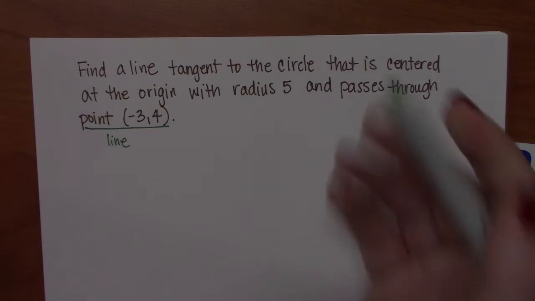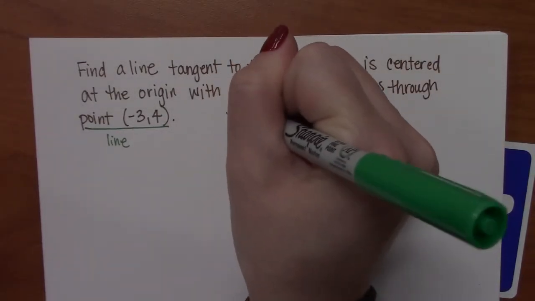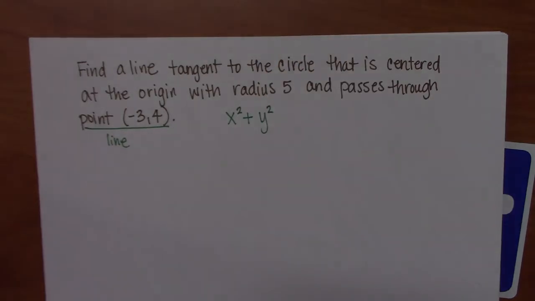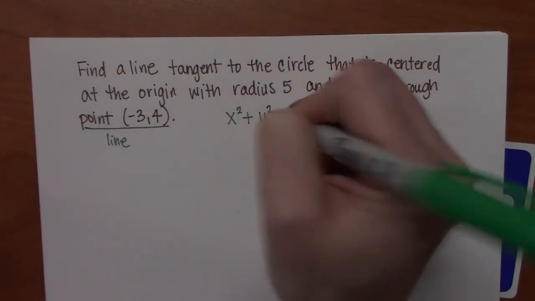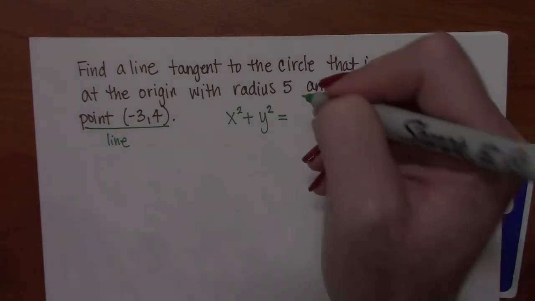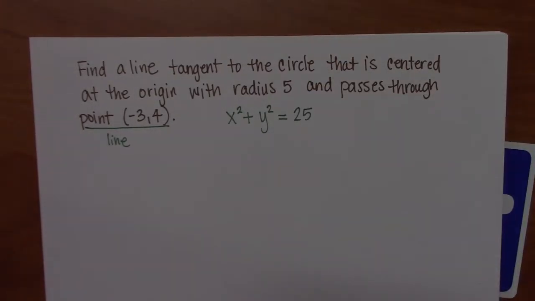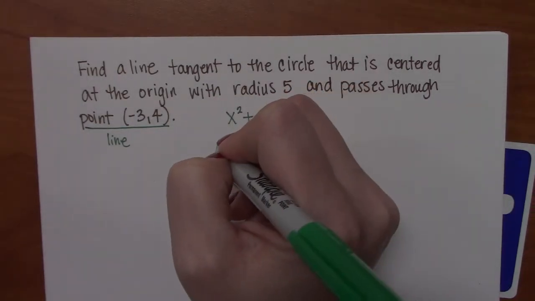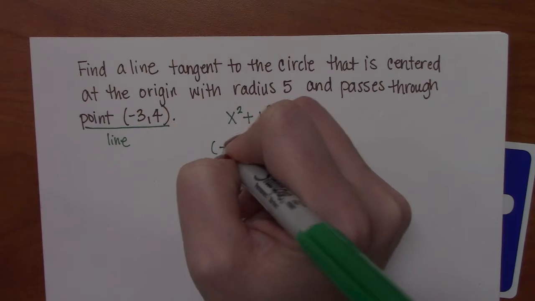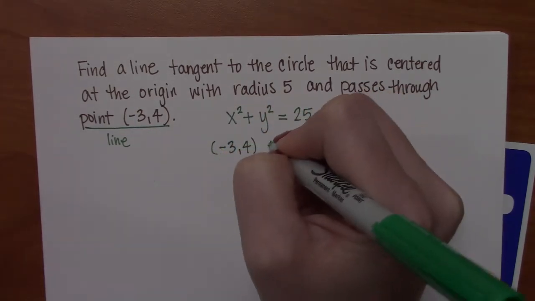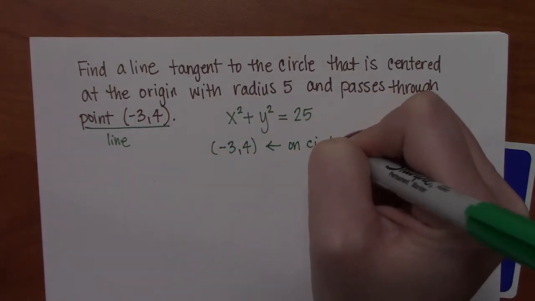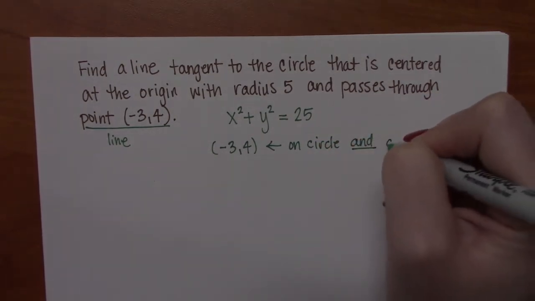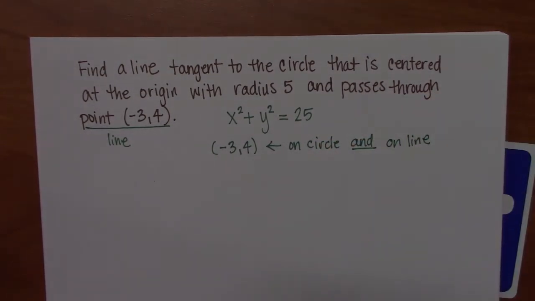So the circle equation, if you're centered at the origin, the center is 0, 0. So x minus h would be x, y minus k would be y. And what do I set this equal to? 25, because it's the radius squared. So there's the circle equation. What we know is this is tangent at -3, 4. So this is on the circle and on the line.